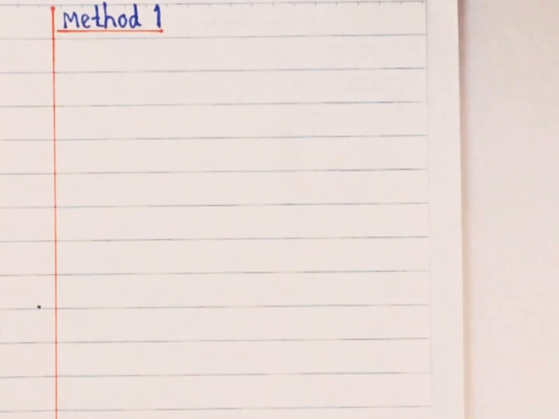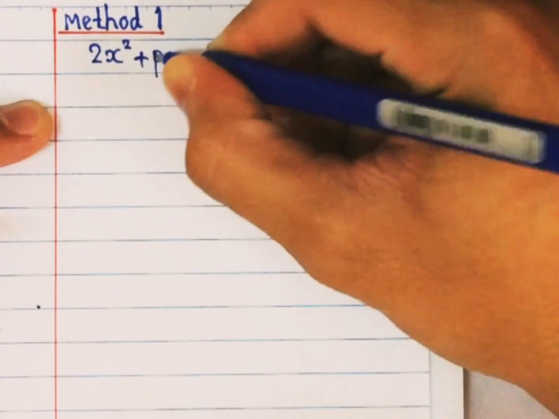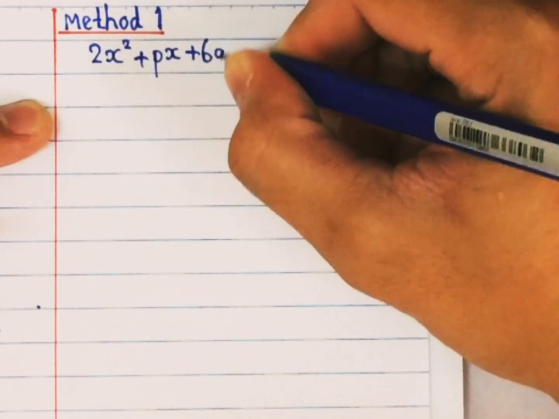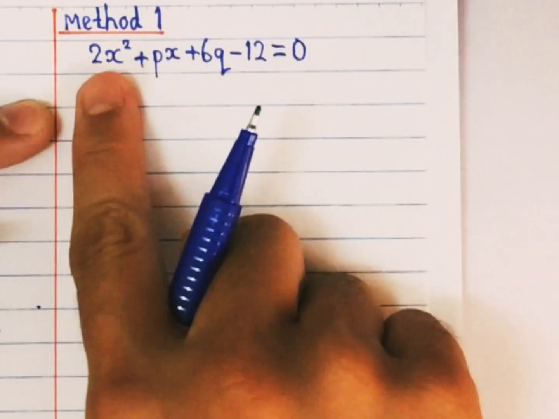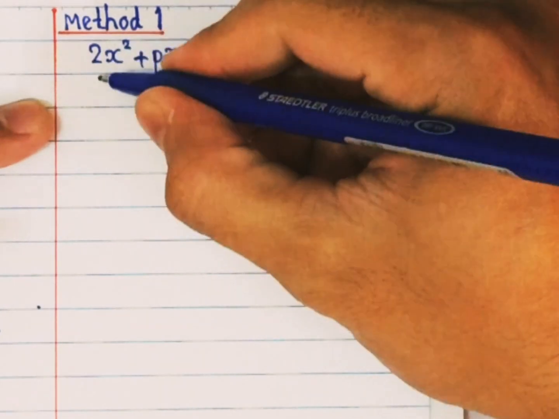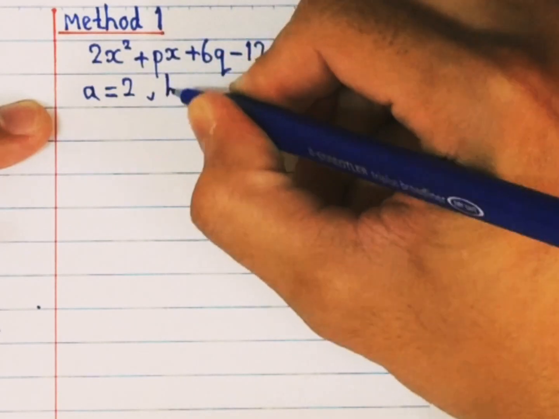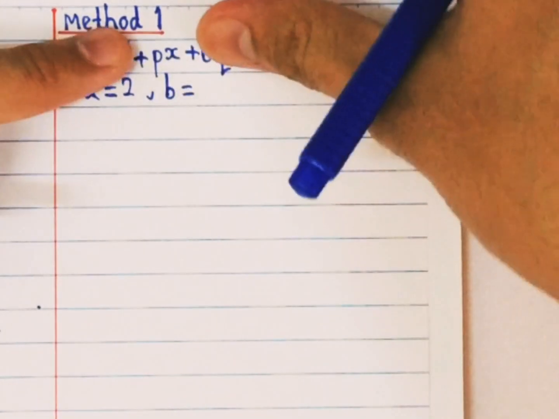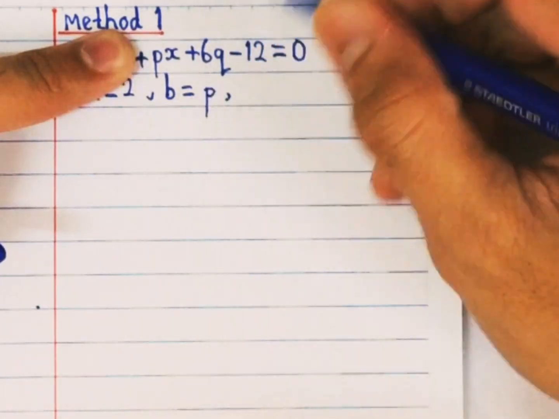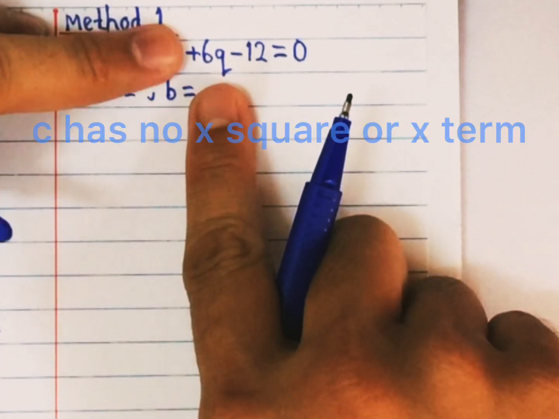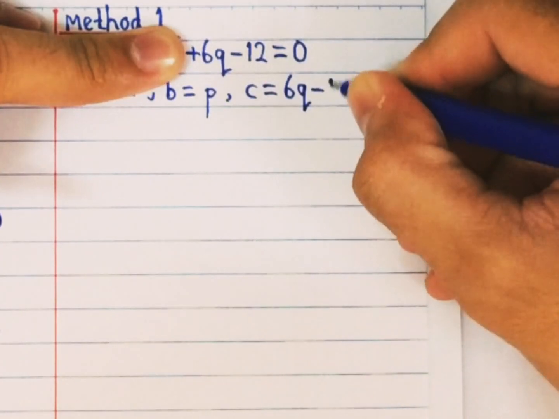Okay, method number 1. When you write your equation in general form, you have 2x squared plus px and then plus 6q, and you bring 12 over to the other side, so you have negative 12 here equals 0. So we're going to pull out our a, b, and c values. Our a goes with the x squared term, so a will be 2. Your b we take from the x term, so you only take the p, not px, just p. And the c, which has no x squared and no x, will be 6q minus 12. So this is our first step, pulling out the a, b, and c values.